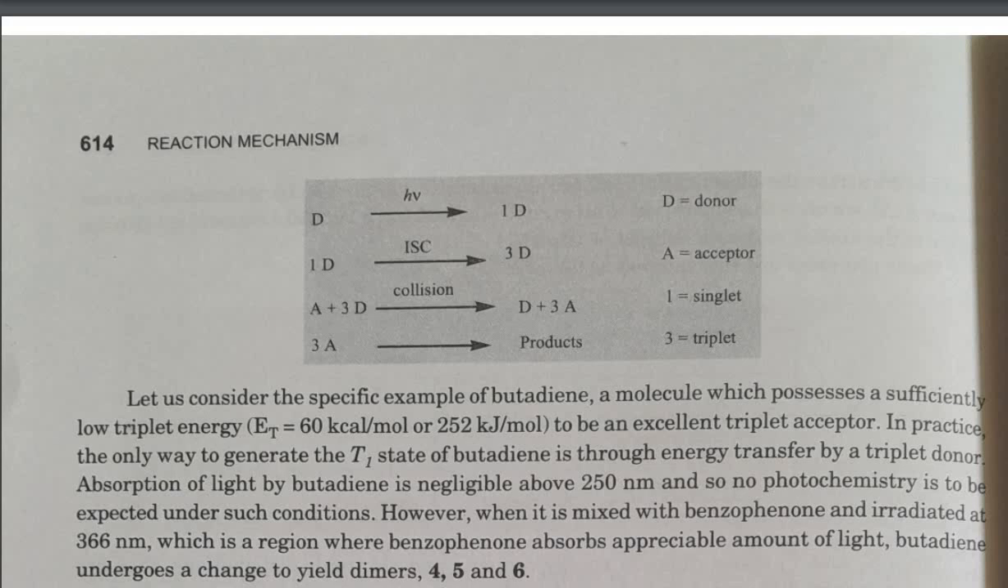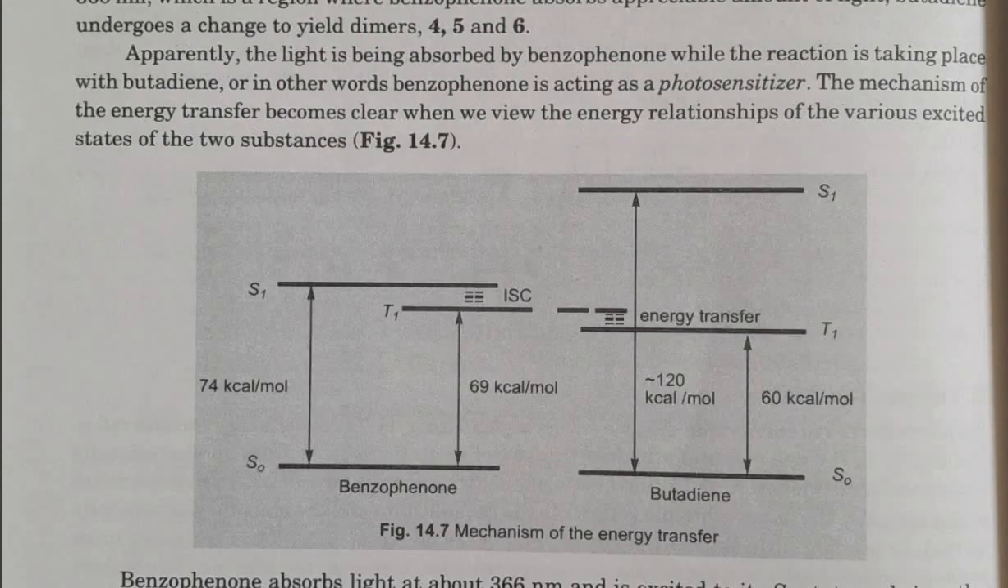Now the triplet acceptor gives the product. So 1 indicates singlet, 3 indicates triplet, D indicates donor, and A indicates acceptor. So you can see here, that's this pictorial diagram.